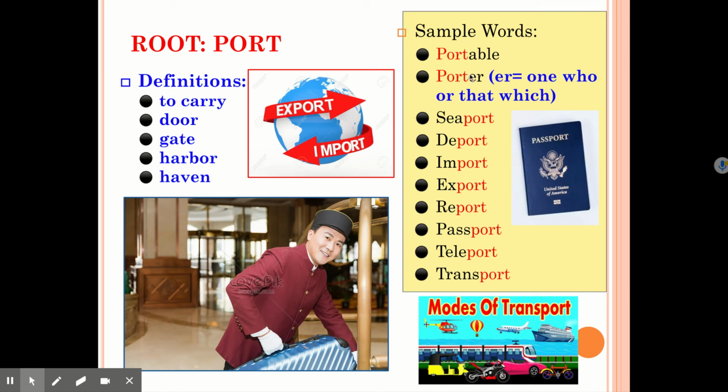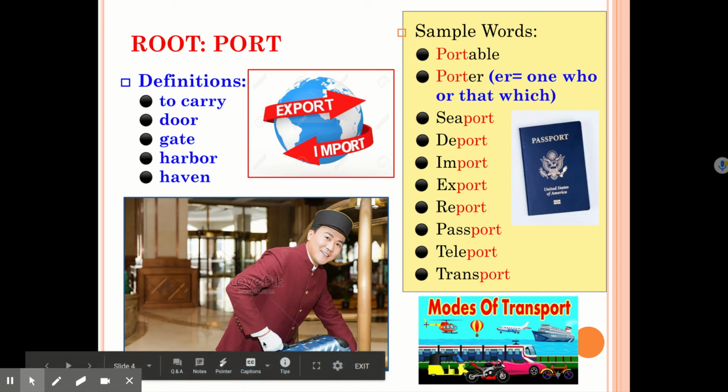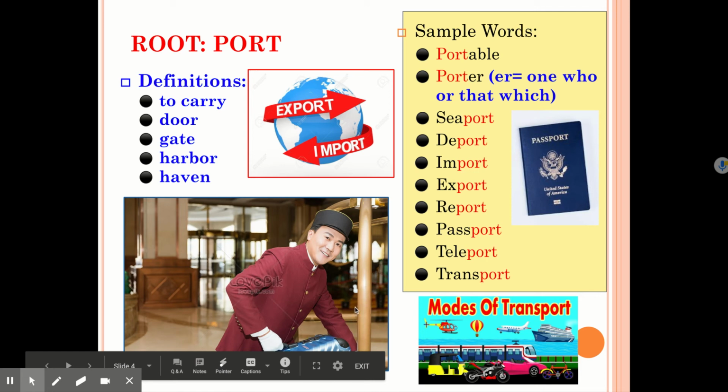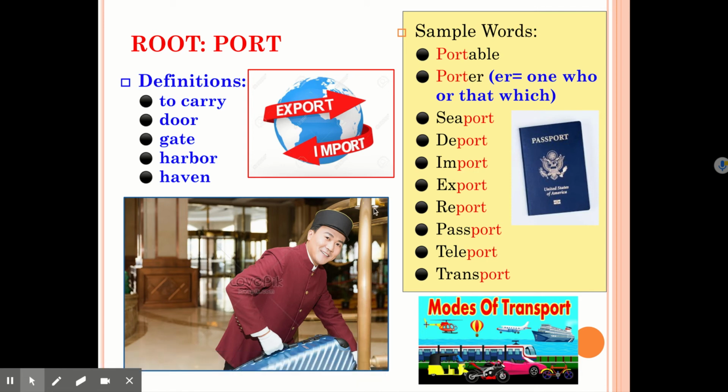Then next we have porter. ER means one who or that which. Here we can see a picture of a porter. And that's one who carries or one who opens doors. Okay, so typically you would find a porter at an expensive hotel. You would be checking in, and then the porter would ask you if you would like your bags carried to your room, and then the porter would expect a tip in return.